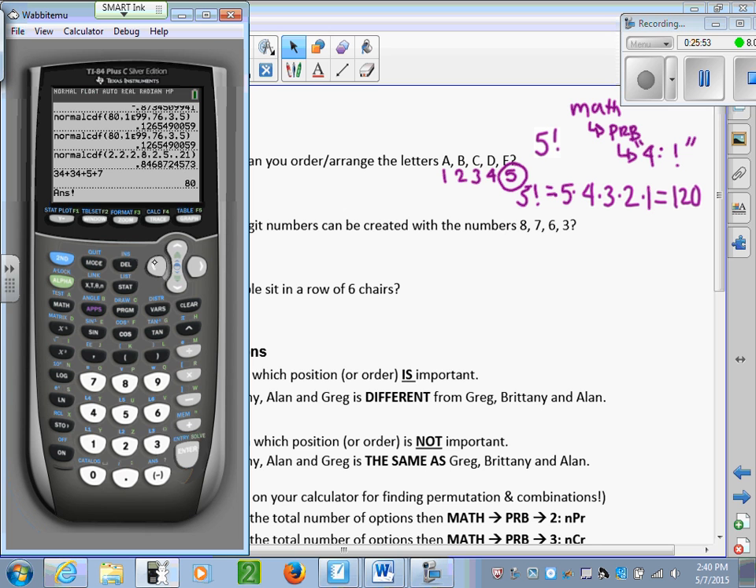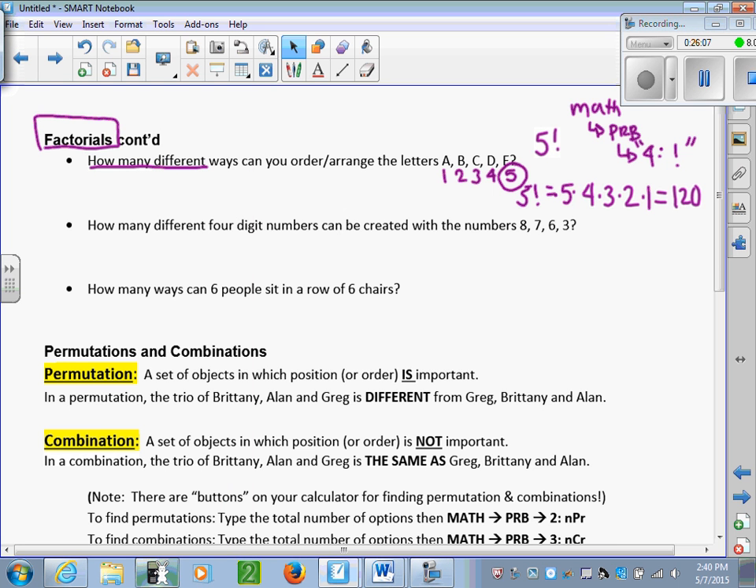Now I need to right arrow over to where the cursor is flashing, and I want to know 5 factorial. So I'm going to type a 5 there. Then I just push enter, and it equals 120. Okay. So there are 2 ways you can find it.